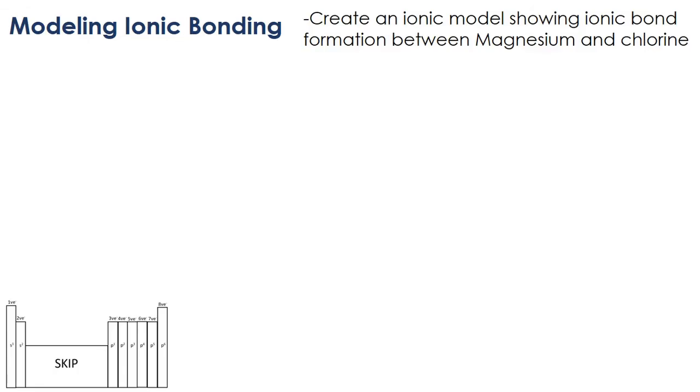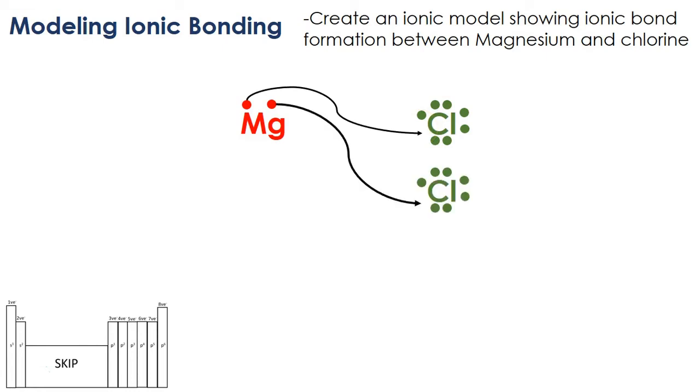So let's create an ionic model showing the ionic bond formation between magnesium and chlorine. The first step is to draw the electron dot diagram for magnesium and the electron dot diagram for chlorine. You can see magnesium has 2 valence electrons around it, and chlorine has 7. So chlorine only needs 1 more electron in order to have a noble gas configuration. So magnesium is going to transfer its electron to chlorine, causing it to have 8 electrons.